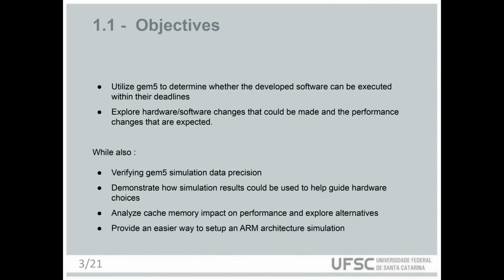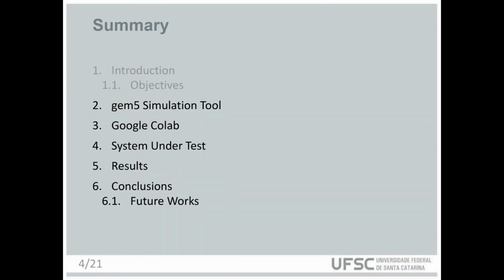The main objectives of this work were to use gem5 to determine whether the developed software for Provant project could be executed within their deadlines, and explore hardware and software changes that could be made and what performance changes are expected, while also verifying gem5 simulation data precision, demonstrating how the simulation results can be useful to help guide hardware choices, analyzing the impact of cache memory usage and exploring alternatives, and also providing an easier way to set up ARM architecture simulation. With that out of the way, we can take a look at what this presentation will contain.